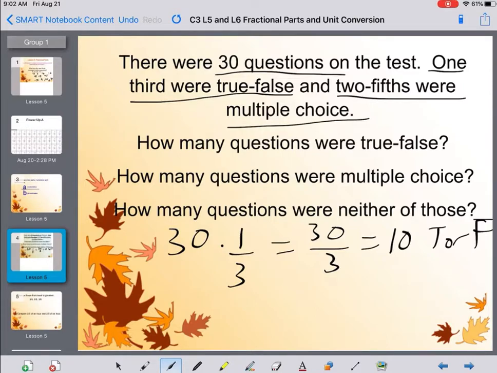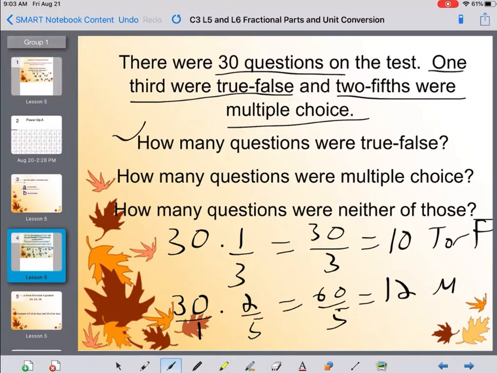Okay, how many questions were neither of those? So we did that first one, so now looking at the second one. How many questions were multiple choice? So we have 30 times 2/5 for multiple choice. So again, out of the 30 total questions, 2/5 for multiple choice. We can also think about 30 as just 30/1. Whenever we multiply fractions, just multiply across the top, multiply across the bottom. So we're going to get 60/5. 60 divided by 5 is going to give us 12 questions that were multiple choice, so MC for multiple choice.